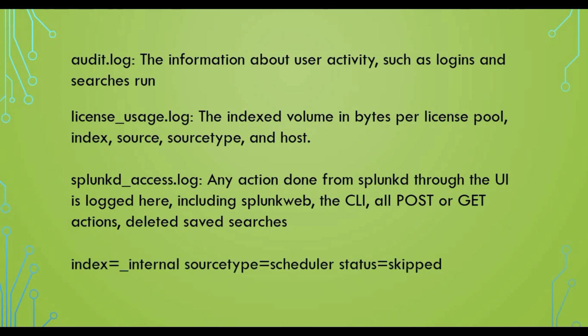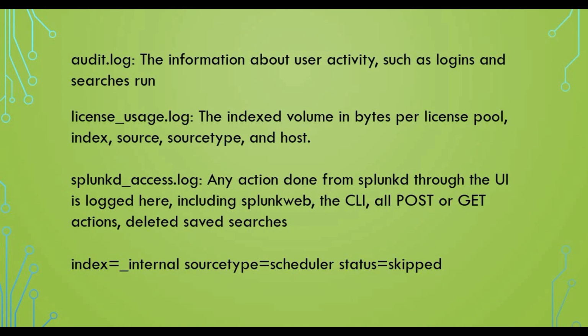You can see there are other scenarios also, like you may face some issues, like you have a Splunk search which is getting skipped or something, right? So if you want to get the details of what kind of searches are getting skipped, you can use some queries like this, like _internal, and the source type should be scheduler, and the status like skip.